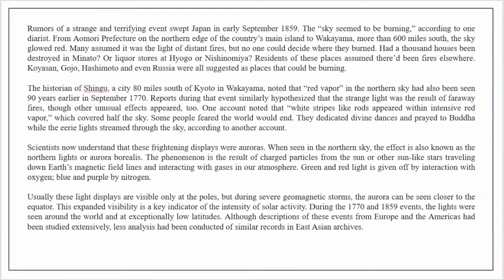Description is given further. Green and red light is given off by interaction with oxygen. So when these charged particles from the sun and other stars interact with oxygen gas in our atmosphere, green and red colors are produced, green and red lights. Okay, whereas blue and purple by nitrogen. When these charged particles interact with nitrogen gas in our atmosphere, blue and purple colors are produced.